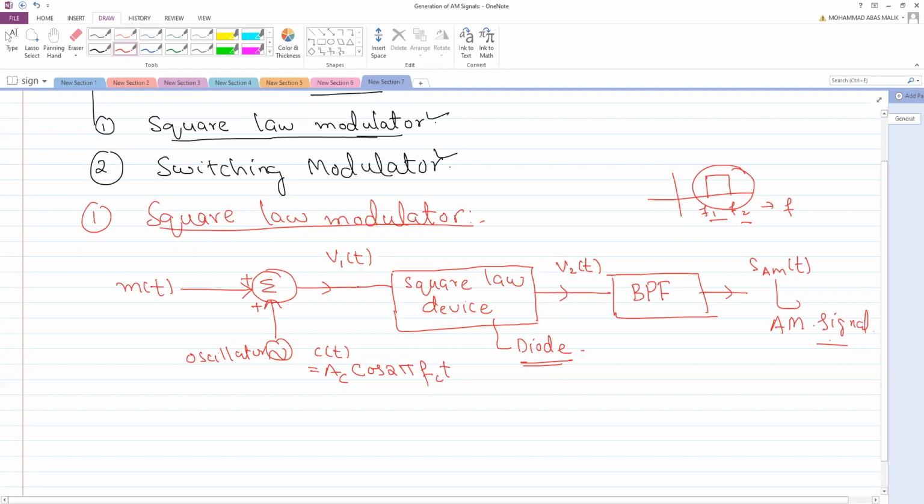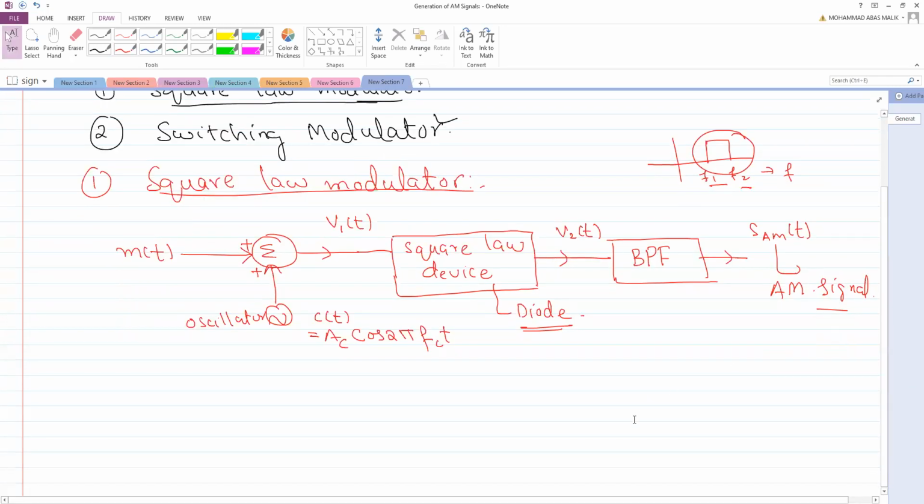Okay, are you drawing this diagram on your notebook? Yes, sir. Okay, so this is your square law modulator.